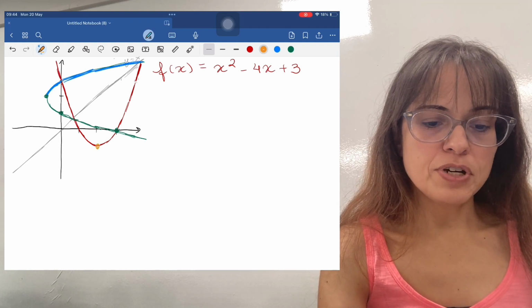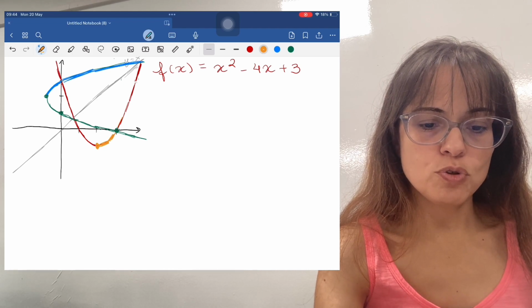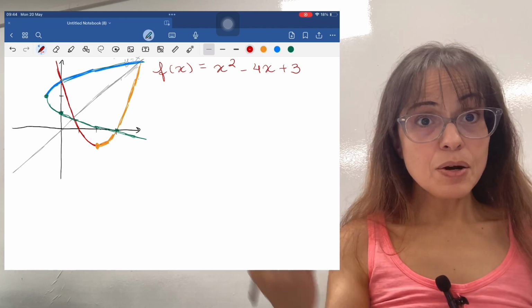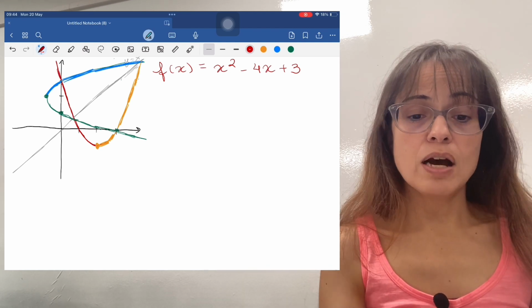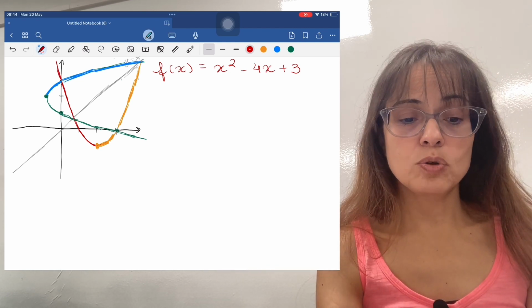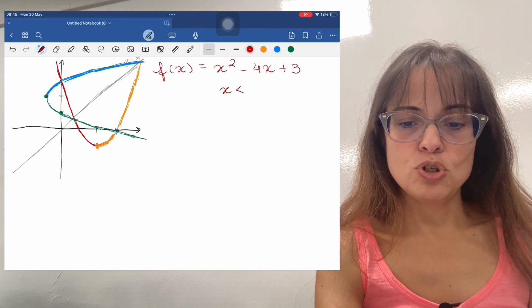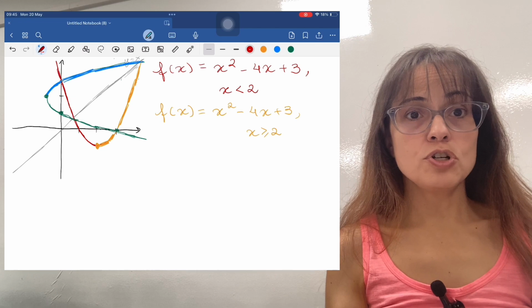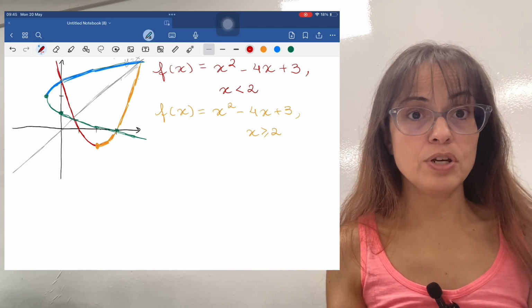So I'm just going to paint the vertex here, and everything to the right of the vertex, I am going to paint orange. And now I have four functions. Let's talk about this domain restriction that just happens. The red function is that quadratic for x less than 2. And the orange function has the same expression, but the domain is different. It's x bigger or equal than 2.